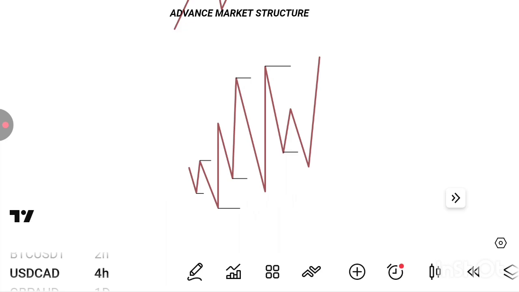Price always seeks liquidity from the internal level, then goes on to take out liquidity, or expands to take out external range liquidity. You need to understand this, and once you understand this, it's going to help you a lot in the market, and it's going to help you make good decisions. That will eventually lead to good trades and more wins, right?